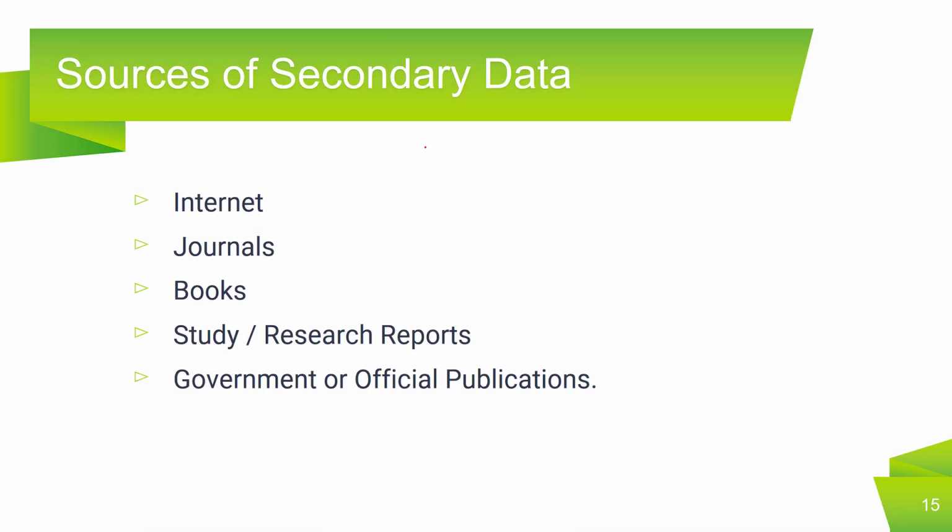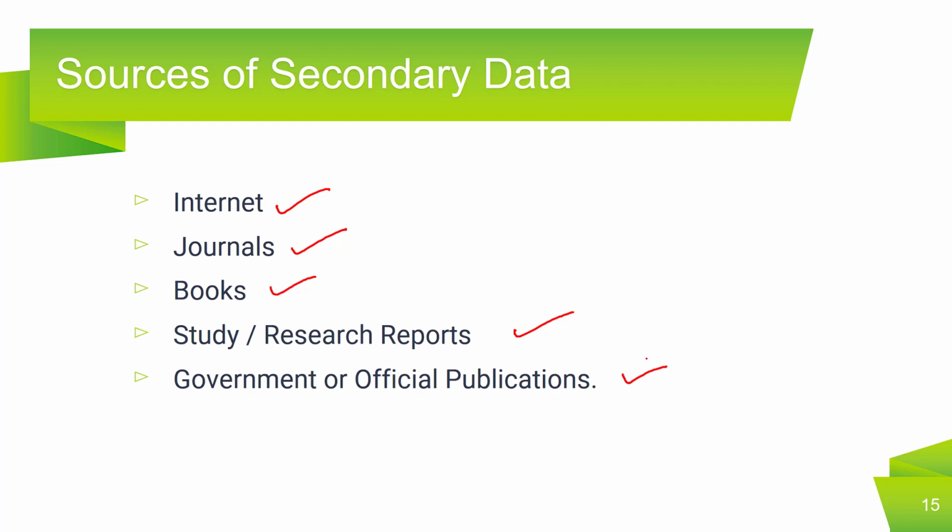So now that we have discussed how we can collect primary data, we can also discuss what are the different sources of secondary data. Now, secondary data are very easy to collect, right? You can collect them from the internet, from journals, from books, from research reports, from government or official or unofficial publications, right? These are all sources of secondary data: internet, journals, books, research reports or publications, right?